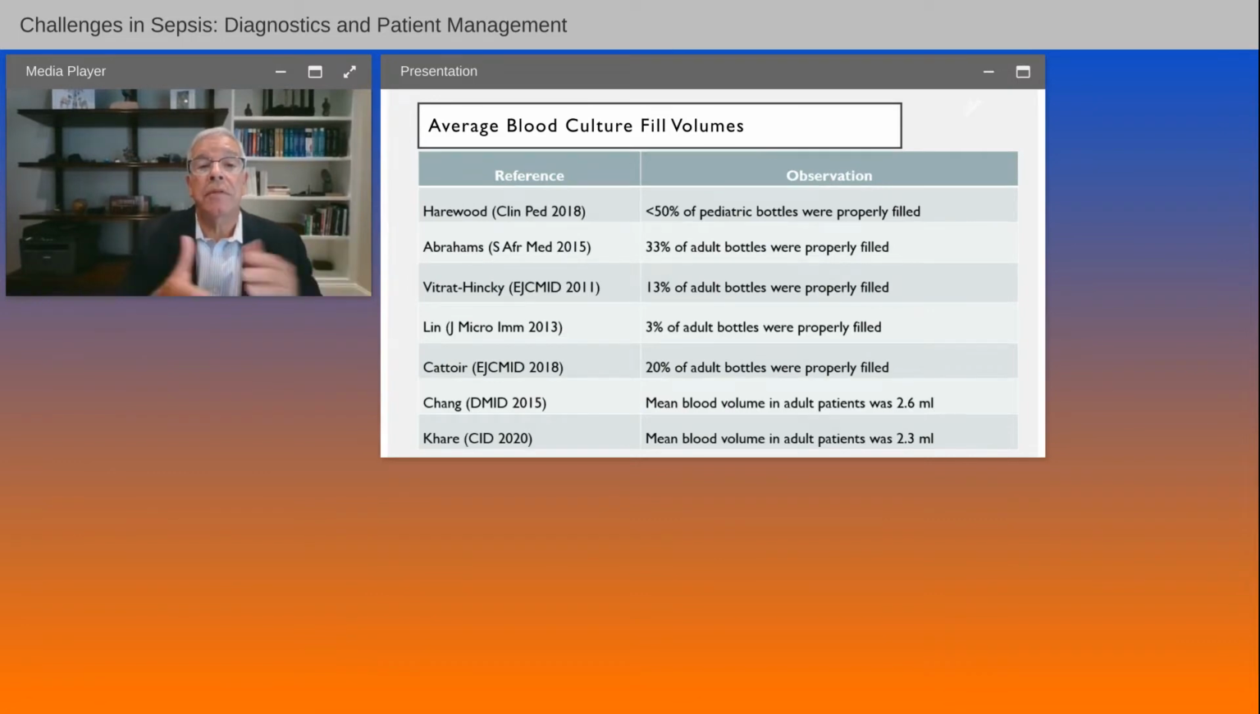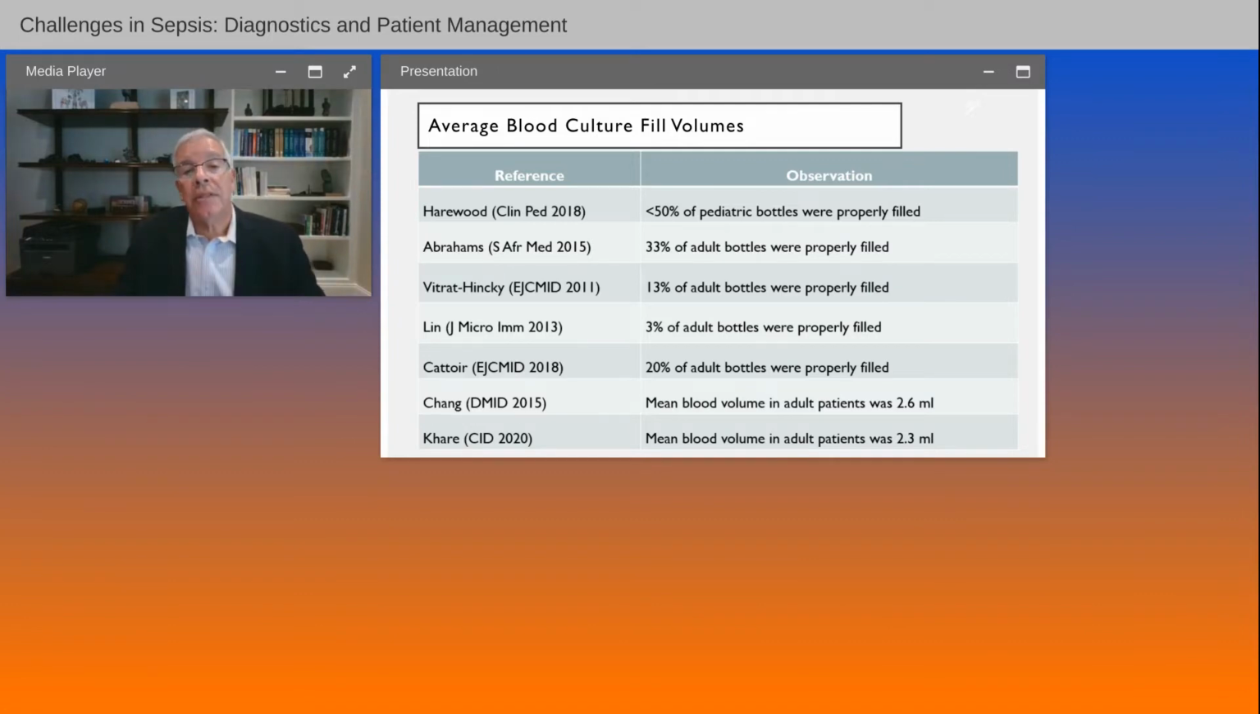A series of 7 studies here actually looked and asked the question, are the bottles filled properly? In other words, they looked at all of the blood culture bottles they were receiving in their laboratory and said, how many of these are properly filled? And what we see is the vast majority of them are not properly filled. As an example, a 2018 study by Cantor found that 20% of the adult bottles were properly filled.